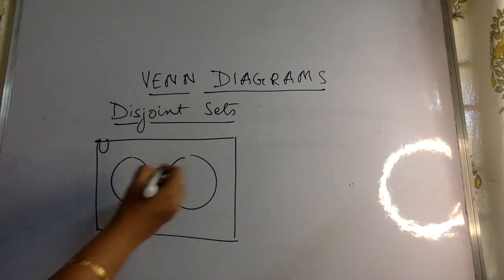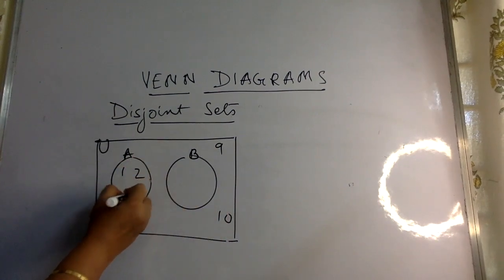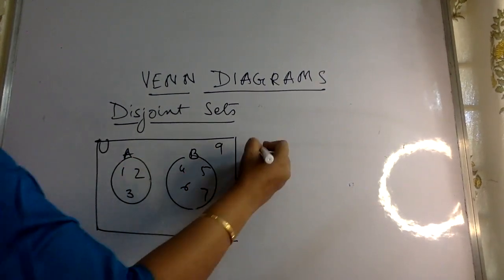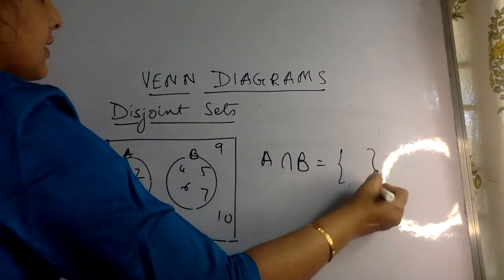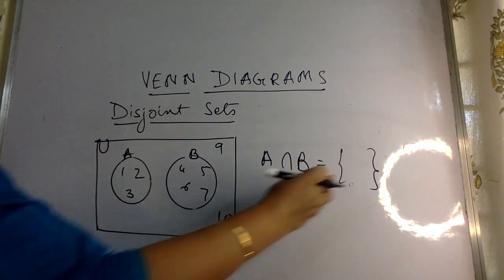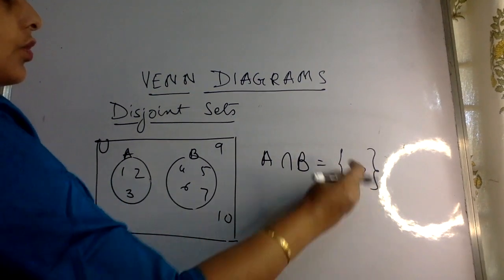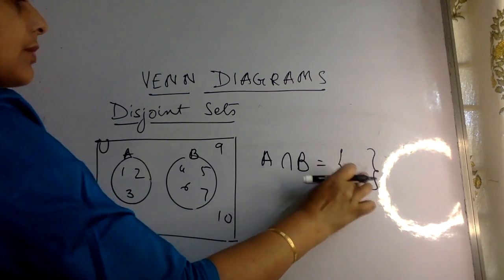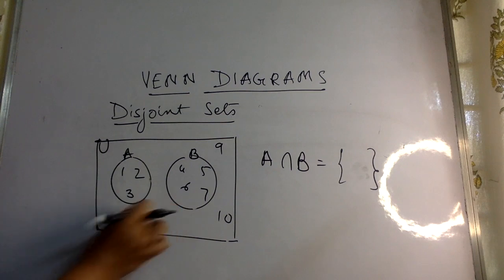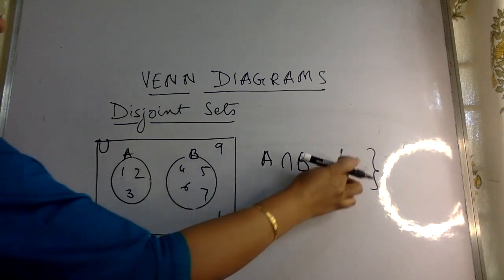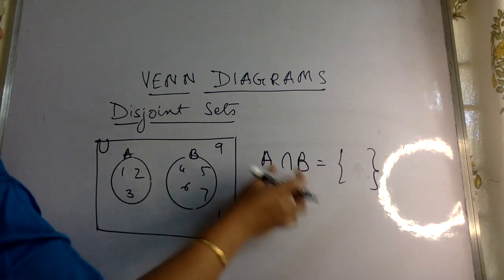So A, B, 9, 10, 1, 2, 3, 4, 5, 6, 7. A intersection B in this case is a null set. This is a very common place for mistakes: don't put 0 over here. If you put a 0 there, it becomes an element. Since there is no element in A intersection B, you leave it like this, which is the sign of a null set. So A intersection B is a null set.